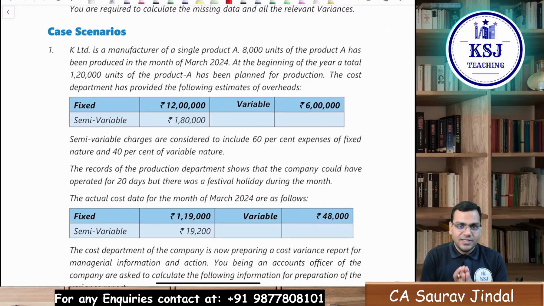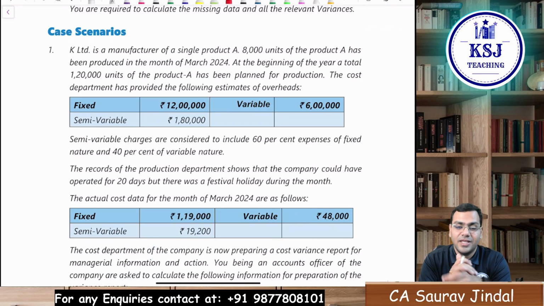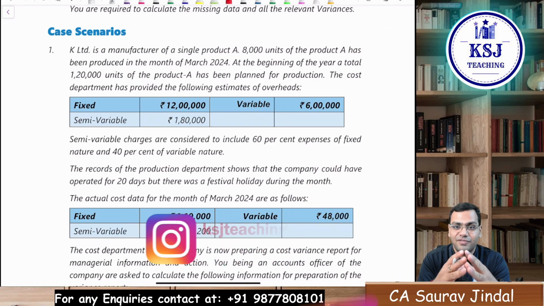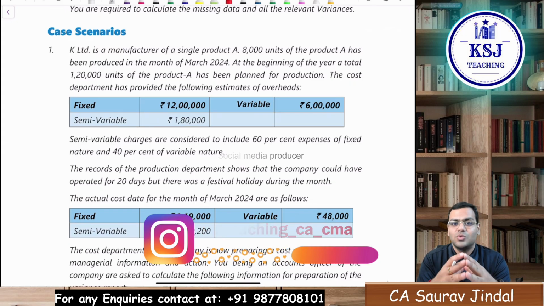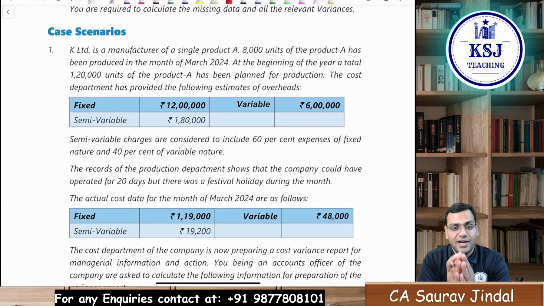So let's now discuss this case study on standard costing. I know it is one of the most feared chapters in cost accounting, that standard costing is extremely difficult. But I tell you, this is one of the most interesting chapters if you understand the concepts. Conceptual clarity is the key: how to interpret the question, how to interpret the information, how to find the starting point. Conceptual clarity holds the most importance.